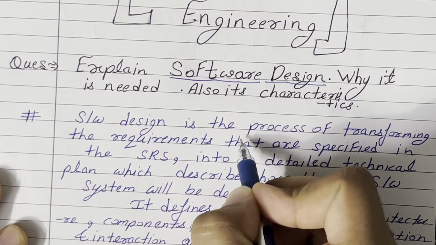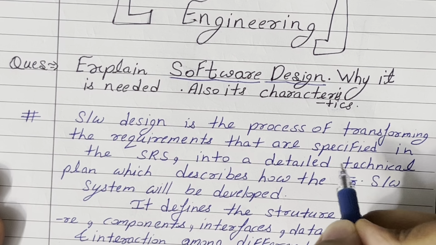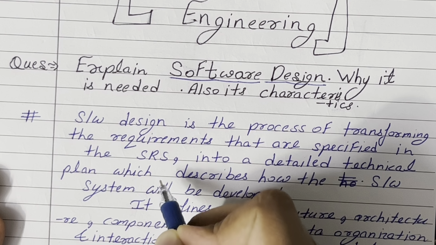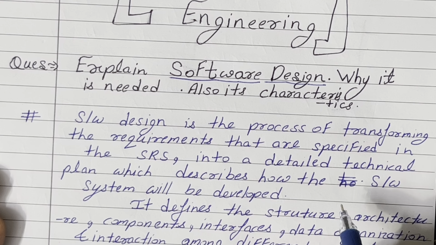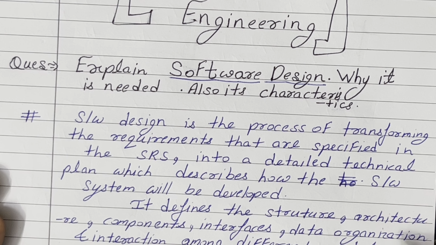So, guys, software design is the process of transforming the requirements that are specified in the SRS into a detailed technical plan which describes how the software system will be developed, and it defines the structure, architecture, components, interfaces, data organization, and interaction among different modules so that the developers can implement the software more efficiently.